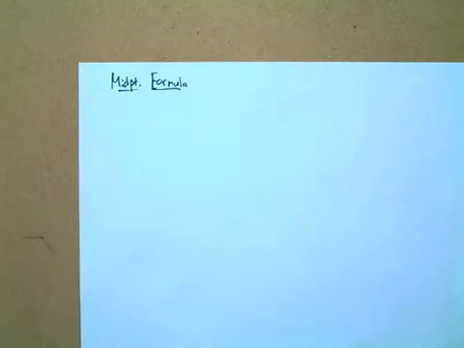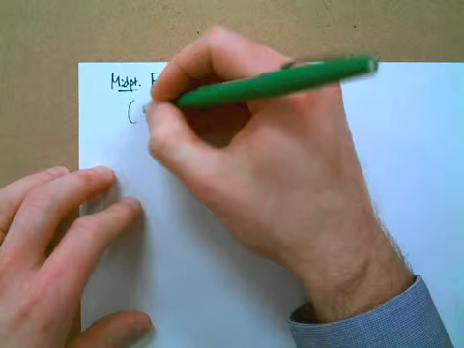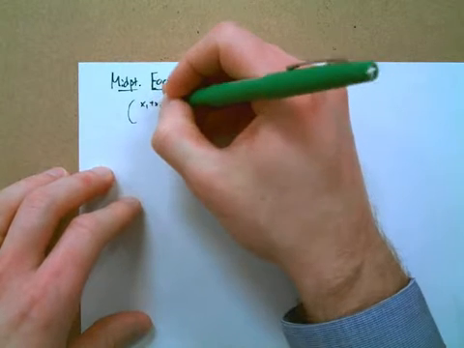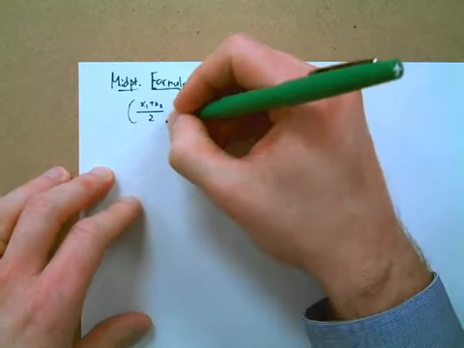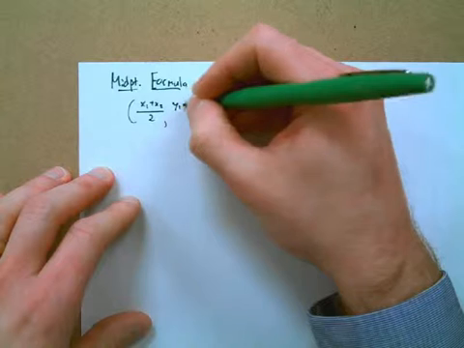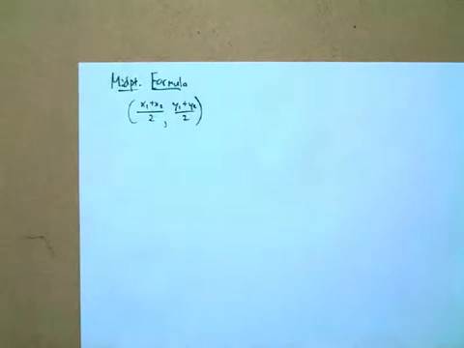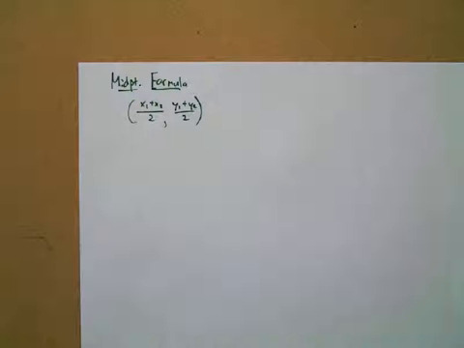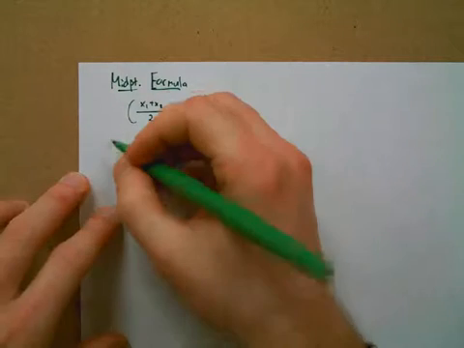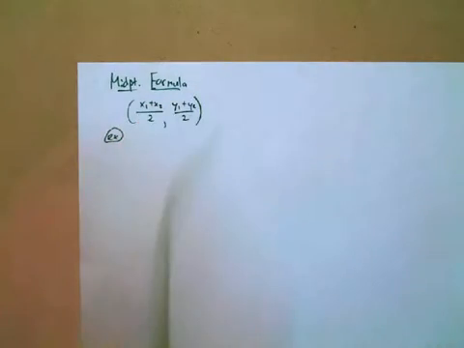Okay. So yeah, that's it. I'll do a quick example here. And again, I don't have anything too exciting. Find the midpoint of A, which has coordinates (3, 0), and B, which has coordinates (5, 4).